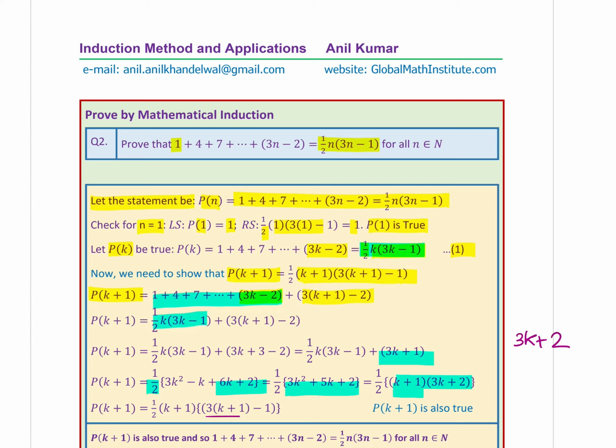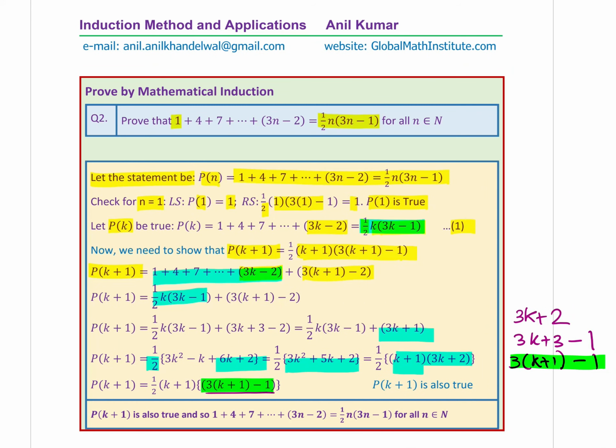Here we have 3k plus 2, so we want something like this. We wrote this as 3k plus 3 minus 1. That is what we did. And so we could now factor 3 and write this as k plus 1 minus 1 as shown right there. Is that clear to you? That is how we match it with the required value. Perfect. And then we say, it works for k plus 1 also. Since it works for k plus 1, we have shown that the statement is correct. And so we have a concluding statement which says P of k plus 1 is also true, and so this particular statement, P of n, is true.